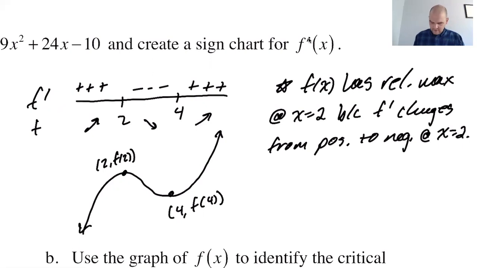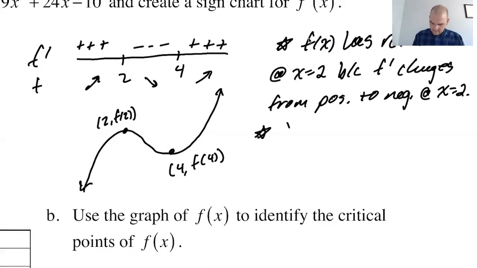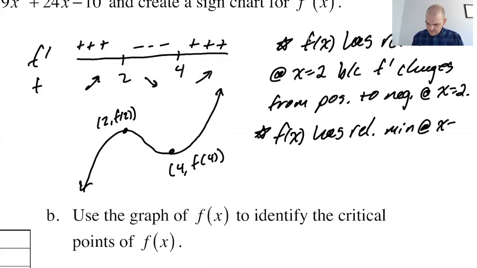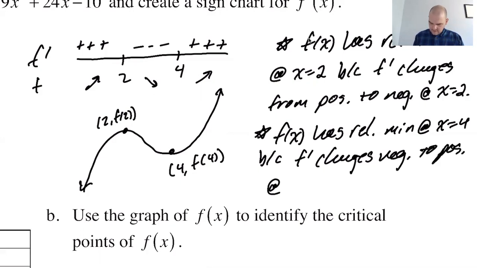And we could do the same thing for the relative minimum. This justification, you're going to write over and over and over again. f of x has a relative minimum at x equals 4. And why is that? Because f prime changes from negative to positive at x equals 4. If the derivative changes from positive to negative, then the function went from increasing to decreasing, so there must have been a maximum. If the derivative goes negative to positive, then the function went decreasing to increasing, so there must have been a minimum.